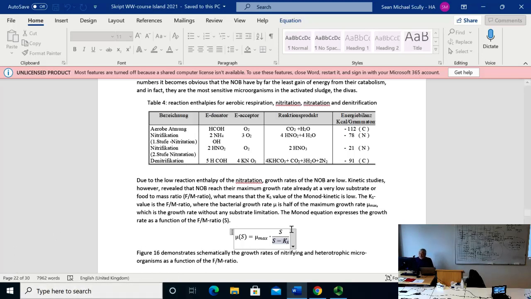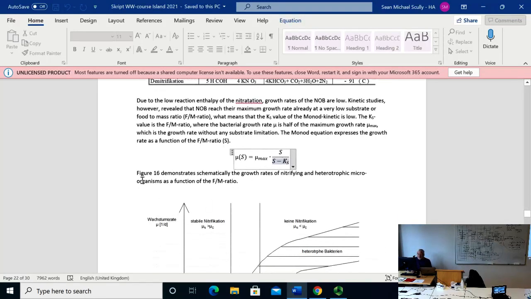the fraction of S divided by S plus Ks becomes close to 1, because then Ks is very small in comparison to S. And if S is 0, then this fraction becomes 0. And of course, if you don't have any substrate, the growth rate is 0. No? And so this is a very nice formula.